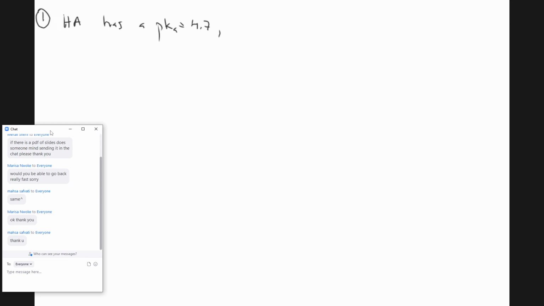So first question of the day. Let's say we have a weak acid. Remember, weak acids have pKa's between 0 and 14. Our acid has a pKa of 4.7, so we know it's a weak acid. Which buffer would create a solution buffered at a pH of 5?